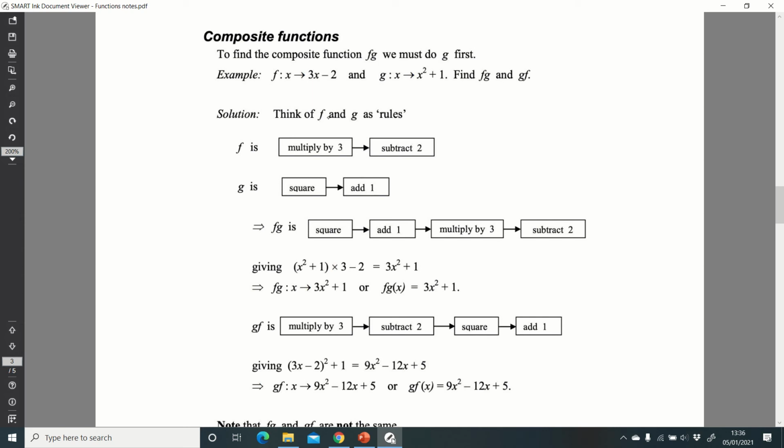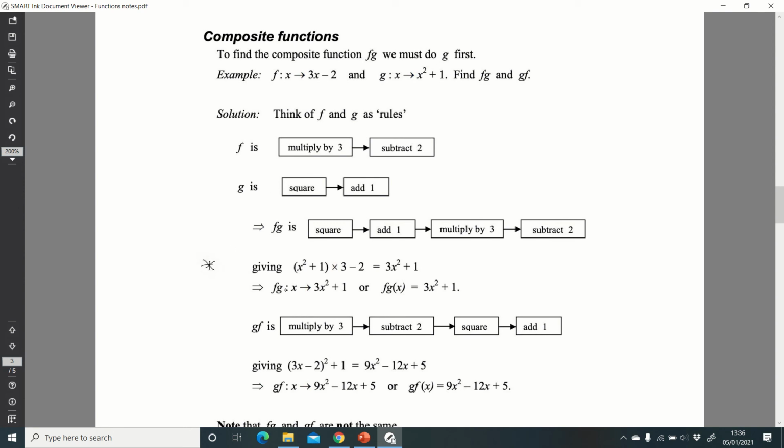The first one, think of f and g as rules. So if you've got the function 3x minus 2, that's multiply by 3 and then subtract 2. The g of x is to square x and then add 1. But if I want f of g, then I square it and add 1, and then I put that into f, multiplied by 3 and subtract 2. Well, this here is what I expect you to do in an exam from this line here.